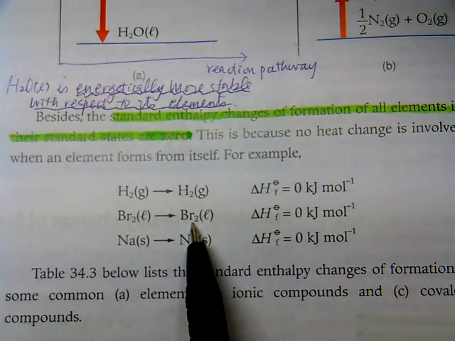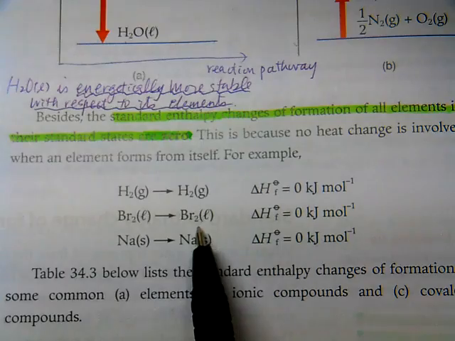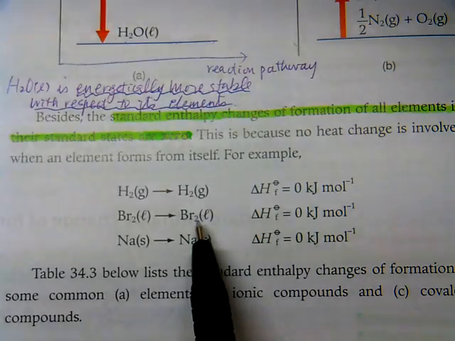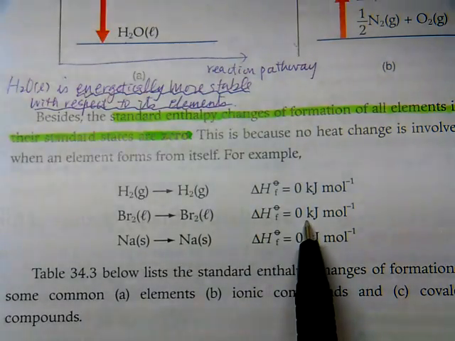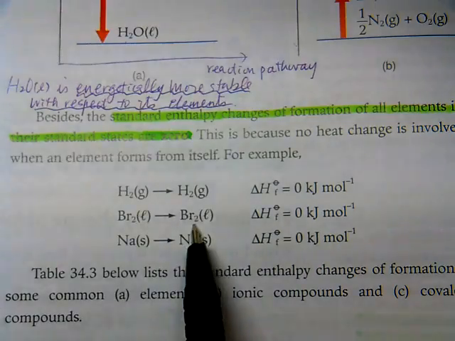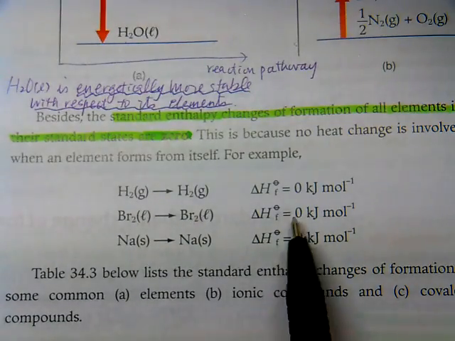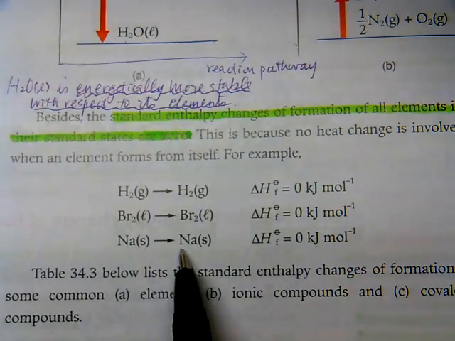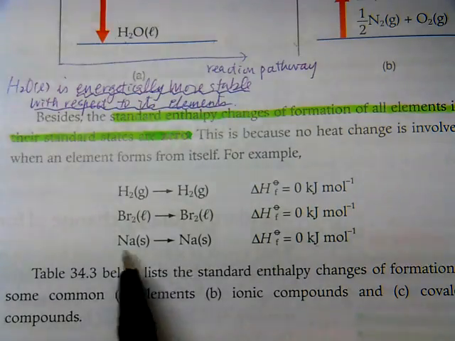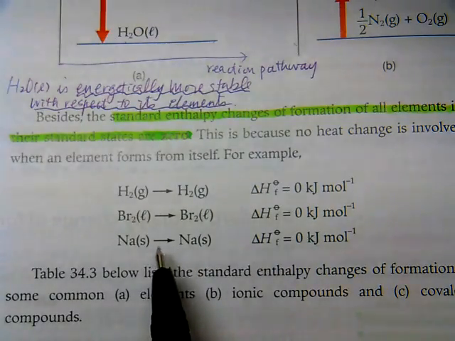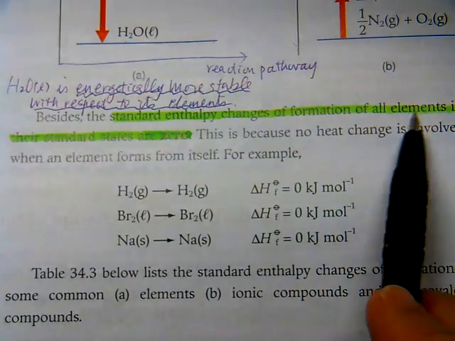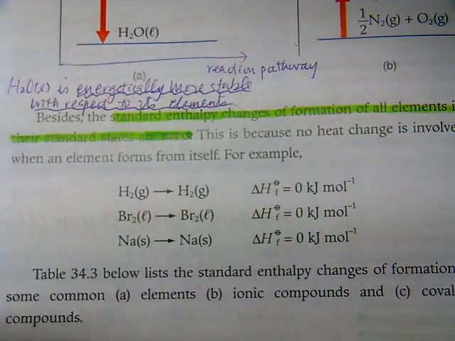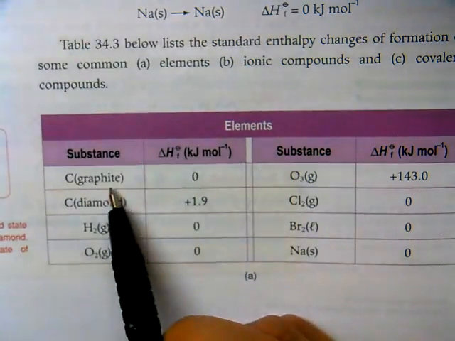Similarly, Br2 is an element. Okay? The standard enthalpy change of formation of Br2 element is also equal to 0. Because look at the equation, nothing changed. Therefore, enthalpy change is equal to 0. Similarly, for sodium element. Understand? If we have elements, then standard enthalpy changes of formation of all elements in their standard states are 0. Is there any problem? Next, let's continue.